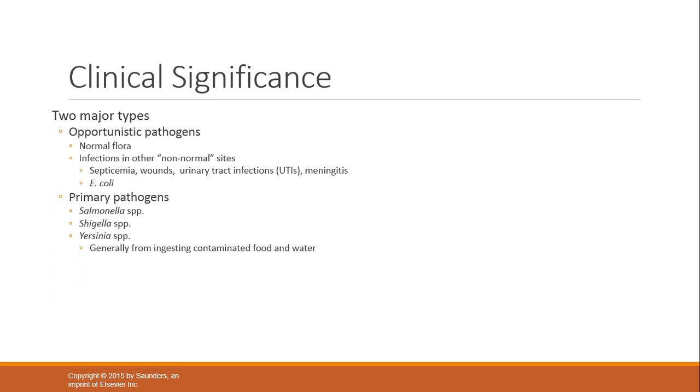So the clinical significance for Enterobacteriaceae: usually they're normal flora in your gastrointestinal tract. So if they cause infections, it's usually of two different types. The majority of them are opportunistic pathogens. What does that mean, opportunistic pathogen? Maybe the immune system's depressed. Yeah, there's a lot of things that might lead to an opportunity to set up infection, right?